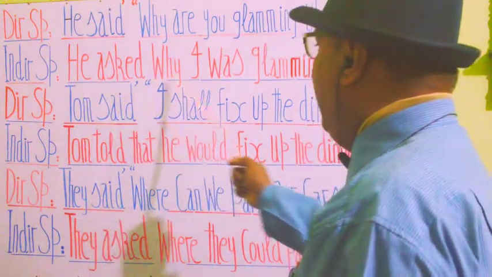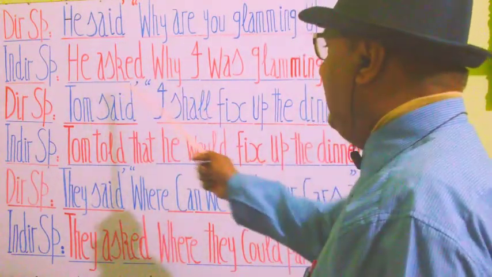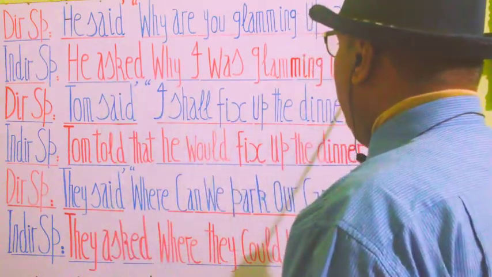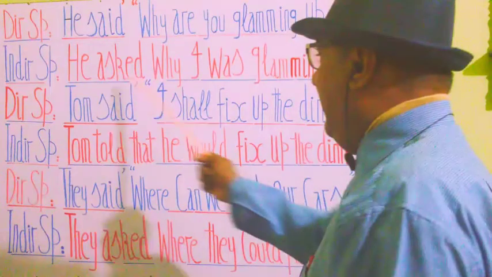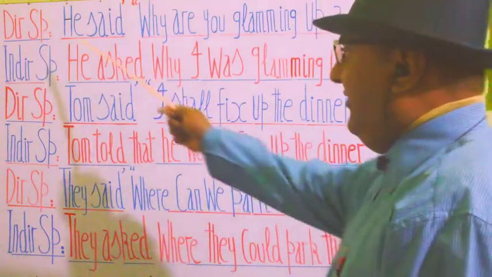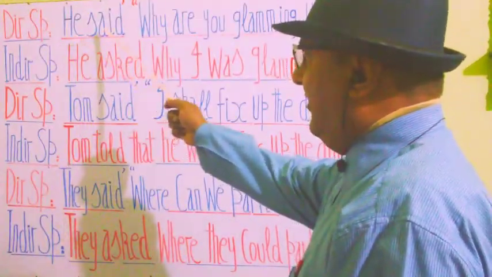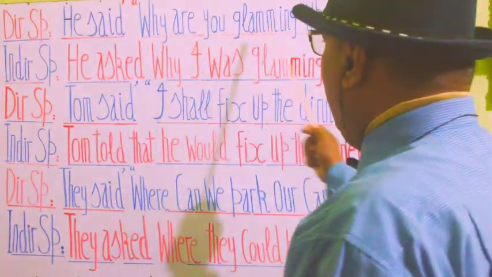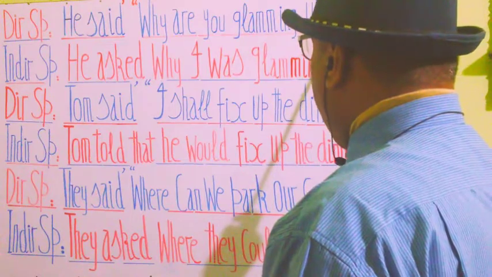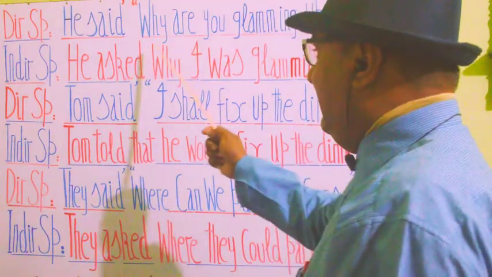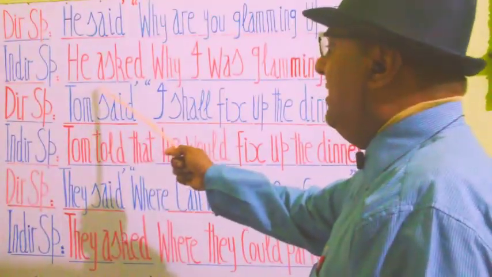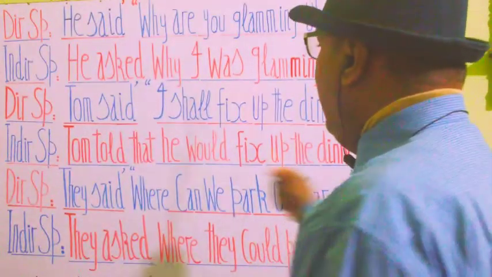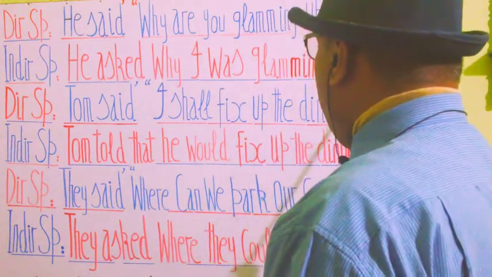He asked why I was climbing up. You see the direct speech here. We read it out once again. He said, comma, inverted comma start, why are you climbing up? Commas close, interrogative sign, and we have changed it into indirect speech. And the new statement is, he asked why I was climbing up.